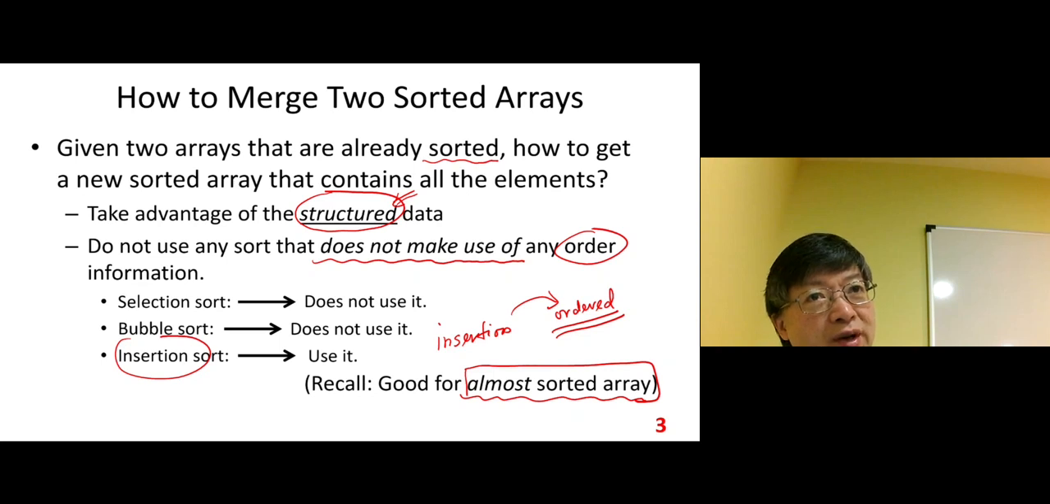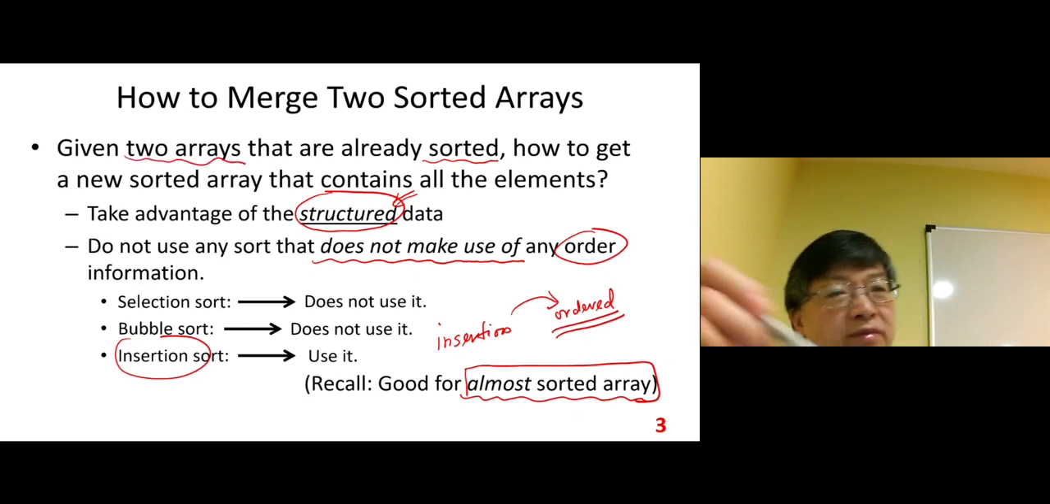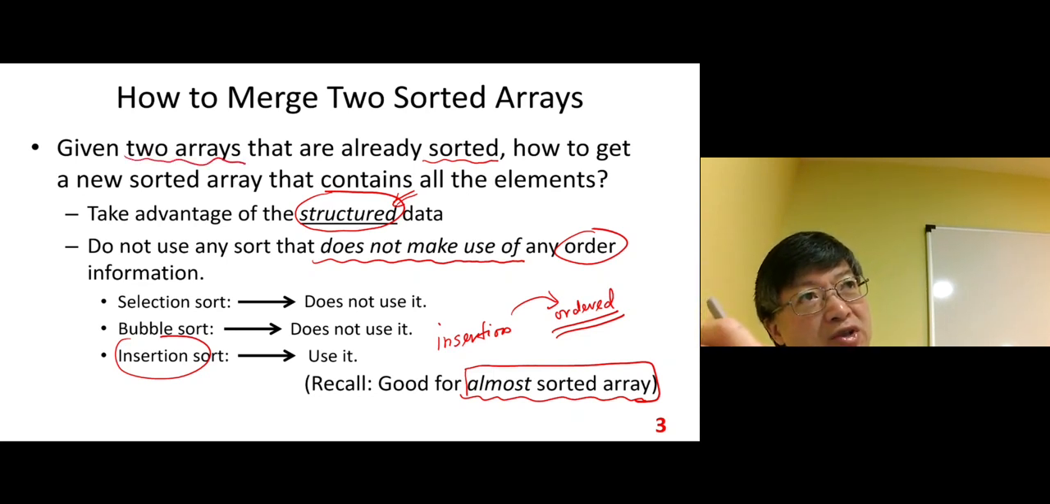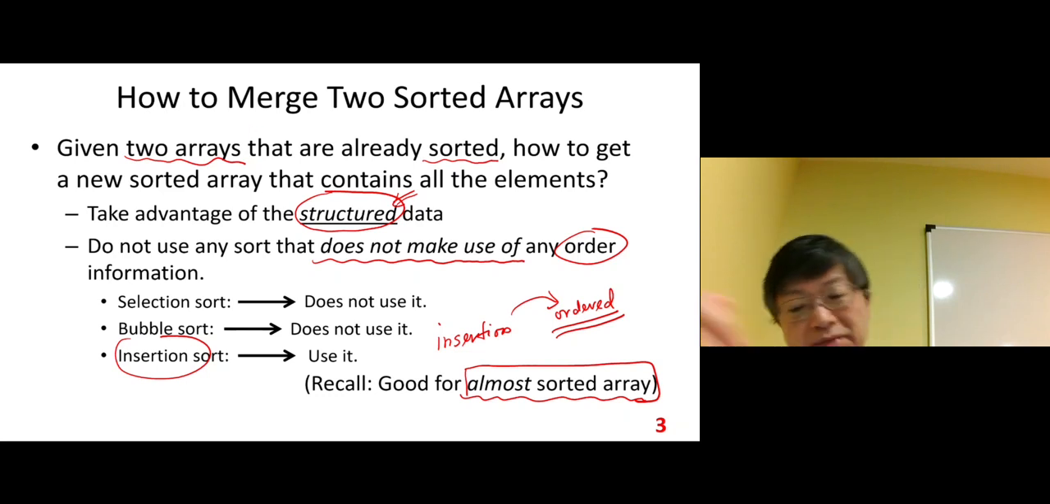Can we treat two sorted arrays, if we put them together, as an almost sorted array? Kind of, yeah, but not quite. It's hard to describe in that way. But the good thing is there is some similarity, so we can use that.